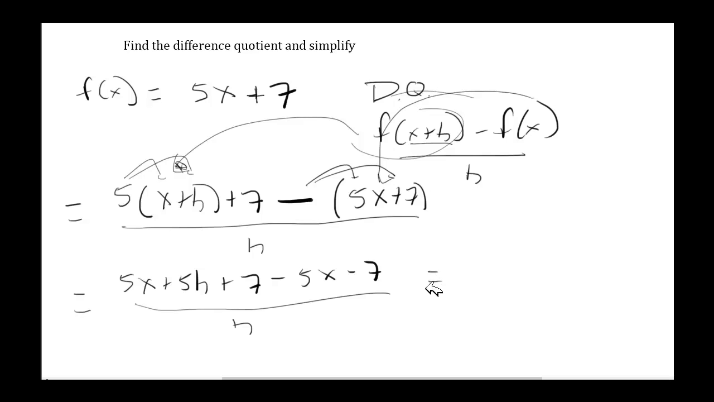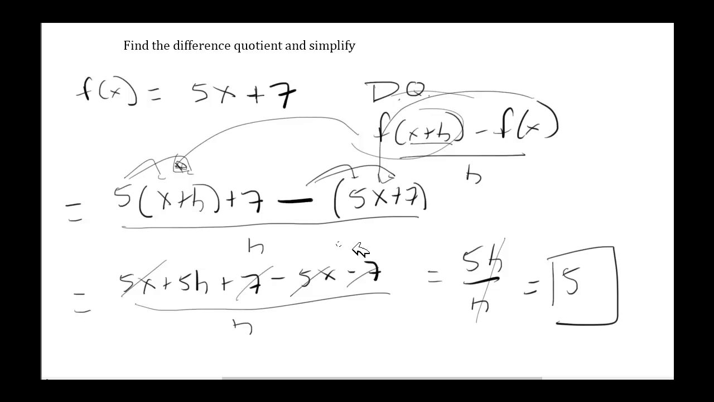I combine up like terms here. 5x, I take 5x away, they cancel. 7 and the minus 7 cancel. Now I have 5h over h. The h is canceled now, and I have the number 5. So this difference quotient, when we simplify it, we get a 5. Alright, let's take a look at one more.